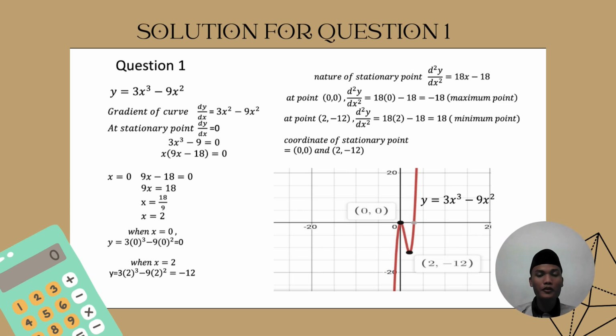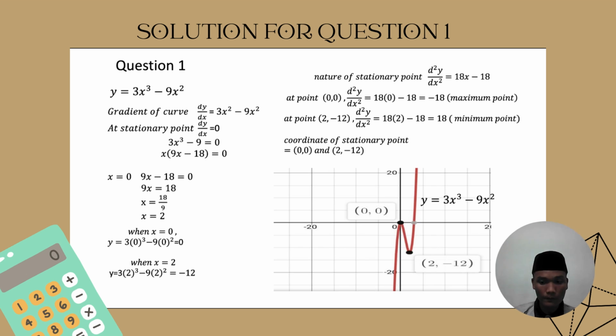Hi, now we go for question 1. The question 1 is a differentiation equation. The question is y equal to 3x cubed minus 9x squared. We have 7 steps to solve this problem. Step 1, just write the equation back, and then step 2 is differentiation. Differentiation: dy over dx is equal to 9x squared minus 18x. And then step 3, by using calculator, you need to find x. After you calculate, you will get x1 is equal to 0 and x2 is equal to 2.